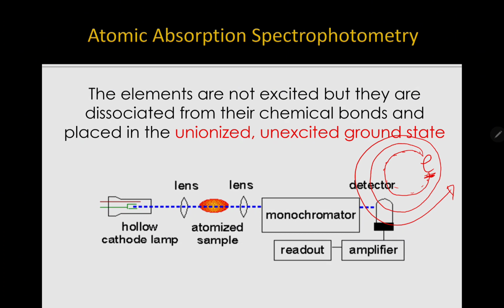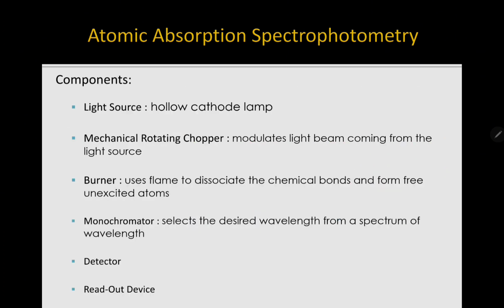Okay, so let's see. For the components, the light source here is the hollow cathode lamp, no? Hollow cathode lamp ang kanyang light source, so hindi itong flame. Okay, so we also have the mechanical rotating chopper, yung nagaikot-ikot. Modulates light beam coming from the light source. The burner uses flame to dissociate the chemical bonds and form pre-unexcited atoms. So the flame here just converts your aerosol to a vapor, para mas easier siya maka-absorb ng light.